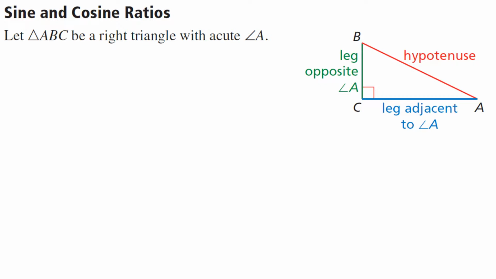So again, our focus for the introduction here is we'll be looking at angle A. And if we choose to study angle A, we have to go all the way across to find the leg that's opposite. And then the leg that's next to angle A will be the adjacent.